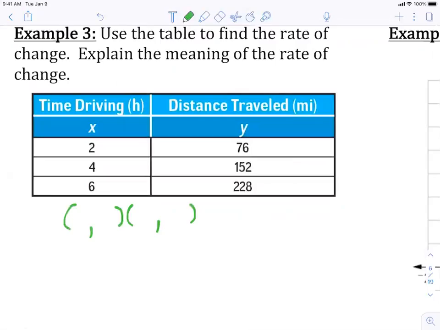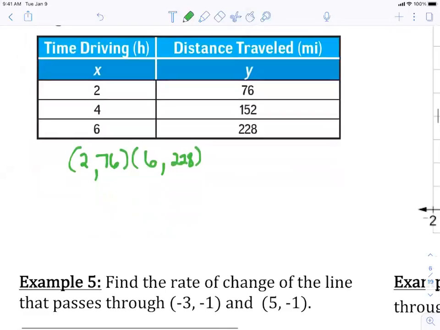Now, sometimes I might give you more than what you need. Like in this one, I actually gave you 3 points. I gave you a point here, here, and here. Your job is to just pick any 2 of them. So I'm gonna do 2, 76, and maybe we do, what do you guys think, 6, 28? What you just found though are your 2 points that we're gonna use to find our slope.